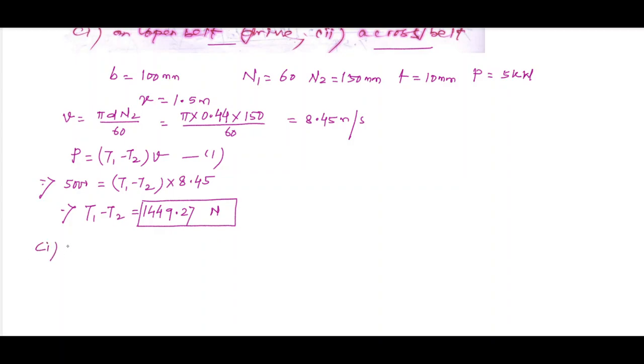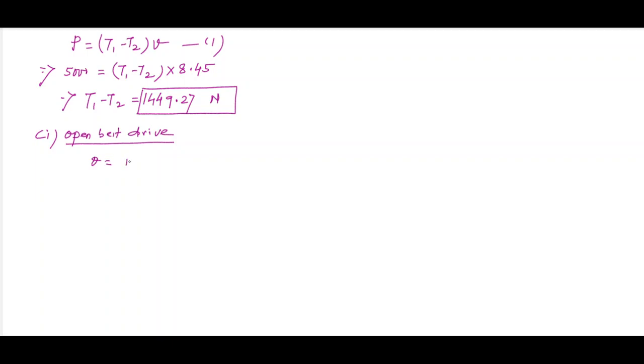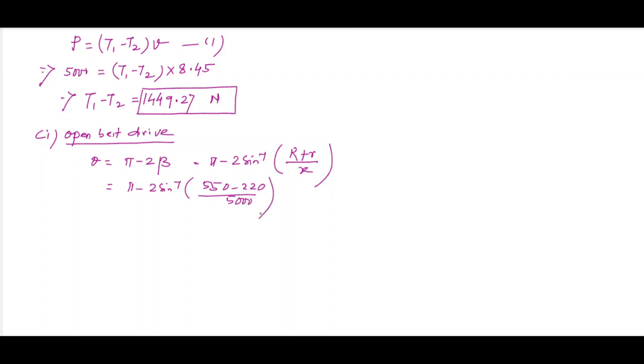Okay, so for an open belt drive, the angle of contact, remember, should be equal to pi minus 2 beta, or alpha in some books they used to take. So it is pi minus 2 sine inverse of (R plus r) divided by x. So it will be pi minus 2 sine inverse of (550 minus 220) divided by 5000. Okay. So this theta will be 2.698 radian.